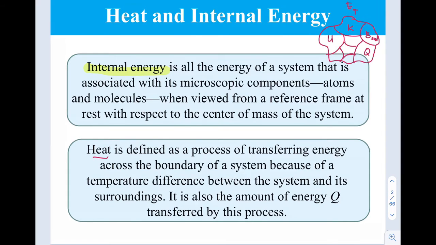So from here, the one that can move in and out of the system is Q. Q can be transferred in, and can be transferred out from the system. The amount of energy that can be transferred into or out of the system is defined or named as heat. So this is a process of transferring, right? Heat is defined as the process of transferring energy across the boundary. So the symbol is Q, right? So this is the difference between internal energy and heat, right?